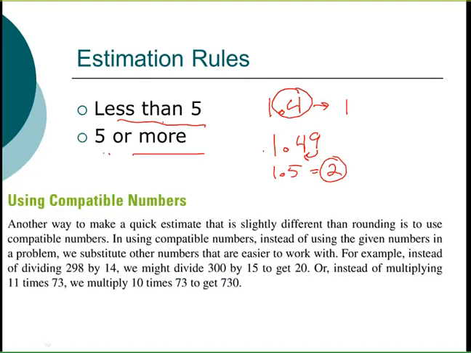Now, what we're also going to be using is compatible numbers. Rounding works this way, but compatible numbers are slightly different. Another way to make a quick estimate is, instead of taking 398 or 298 and dividing it by 14, you might divide an easier number like 300 by 15 to get 20. So it's just making easier estimates, using whole numbers like 5s and 10s.